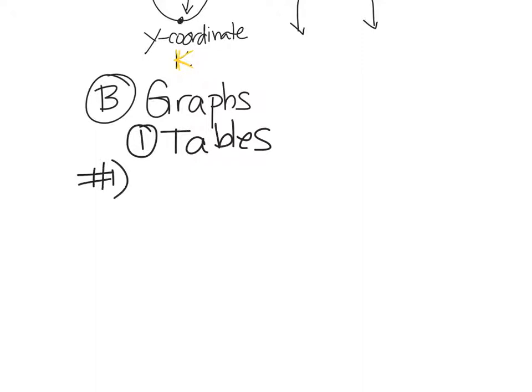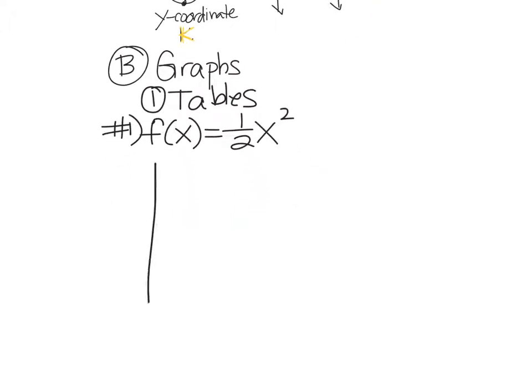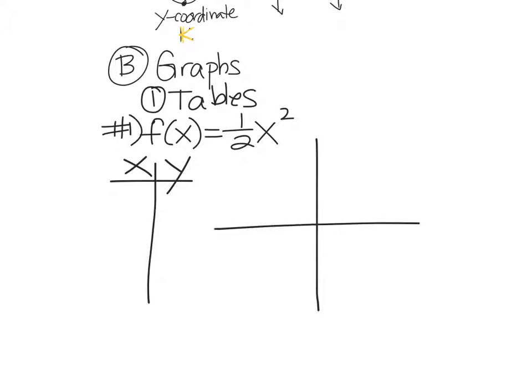Number one, we're going to graph f of x equals 1/2 x squared. Okay? I know that's a parabola because I see the x squared in it. X squared tells me it's going to be a U shape. So let's go ahead and take some values in a table. Yes, 0, 1, and 2. But also, let's take -1 and -2.